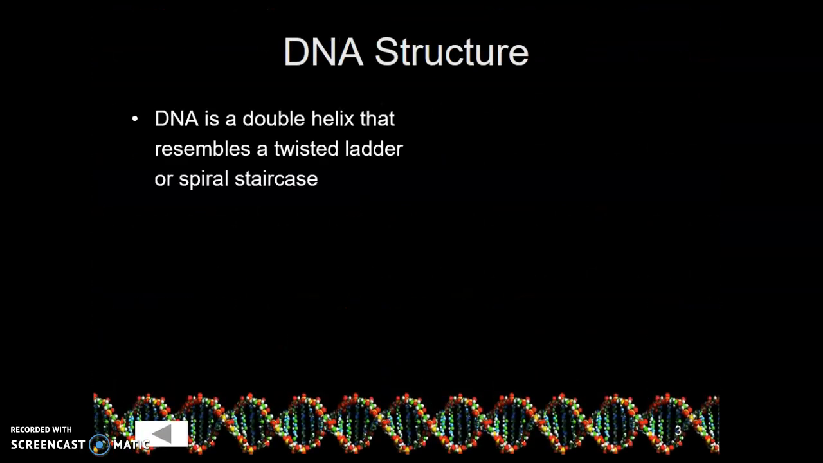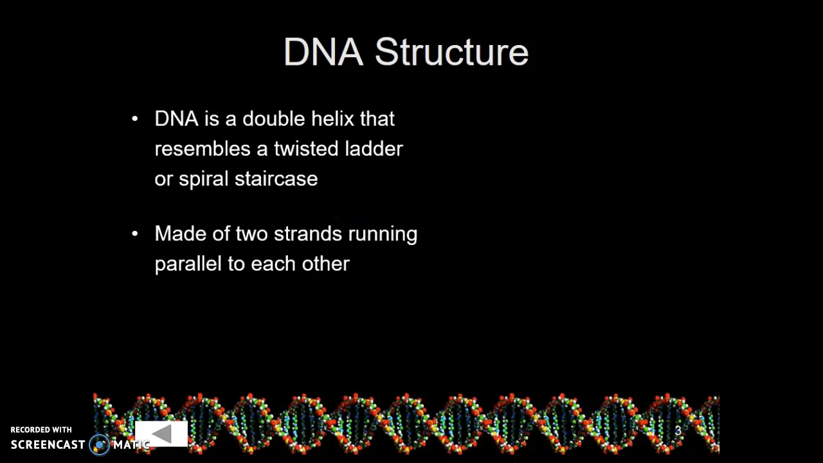So DNA's structure is a double helix. It's double in that it has 2 strands, and helix means it is twisted. So we're pretty familiar with this basic shape of that double-stranded molecule that's twisted, and it resembles a twisted ladder or maybe even a spiral staircase. Those 2 strands run parallel to one another, which means they run side by side, and actually they are anti-parallel. So one runs opposite of the other.